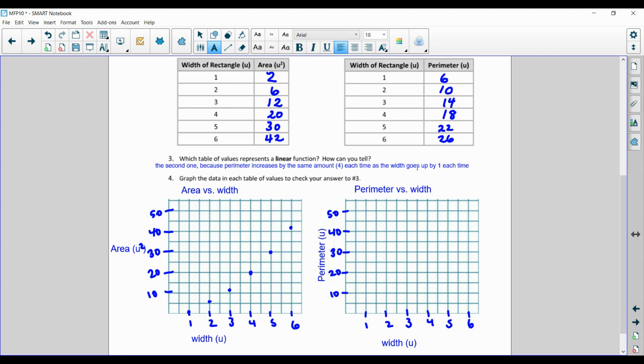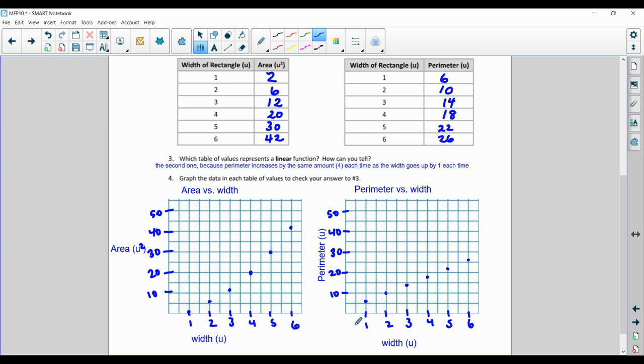Okay, so let's go ahead and plot these points. So we've got 1, I'll go back to my pen. We've got 1, 6, so that would be about here. We've got 2, 10, that's an easy one. 3, 14, 4, 18, 5, 22, and 6, 26.